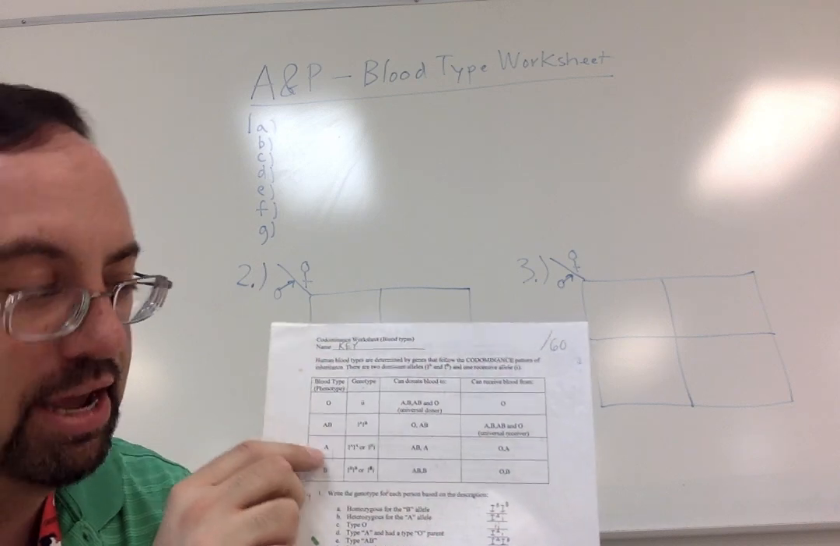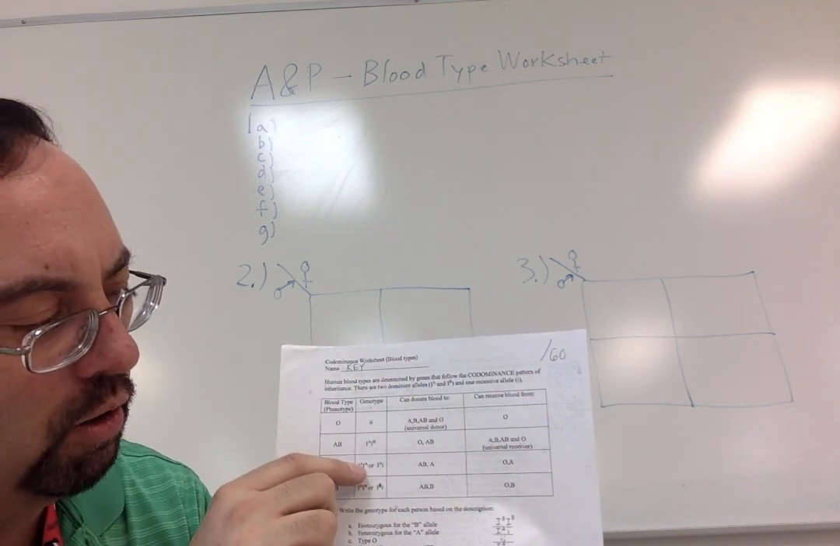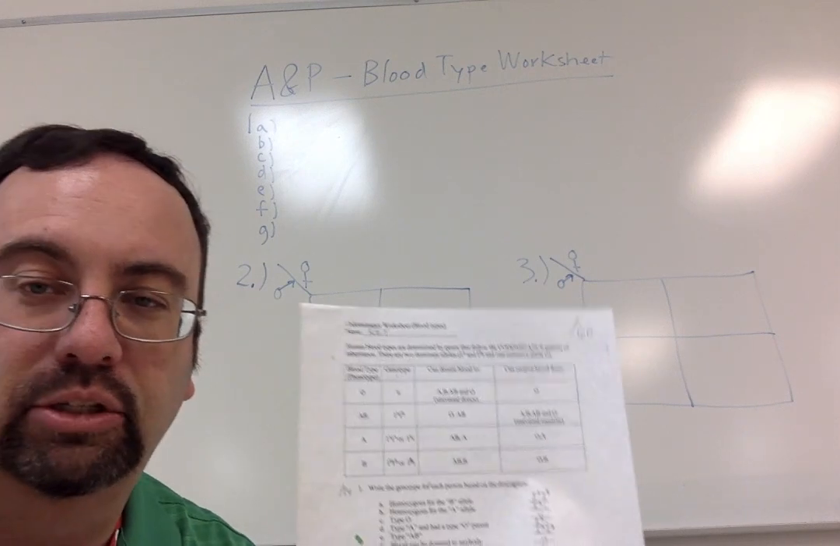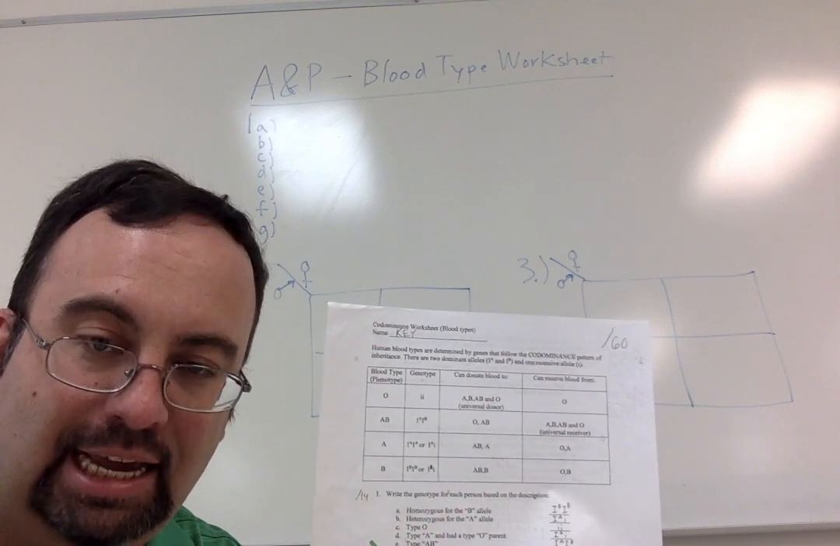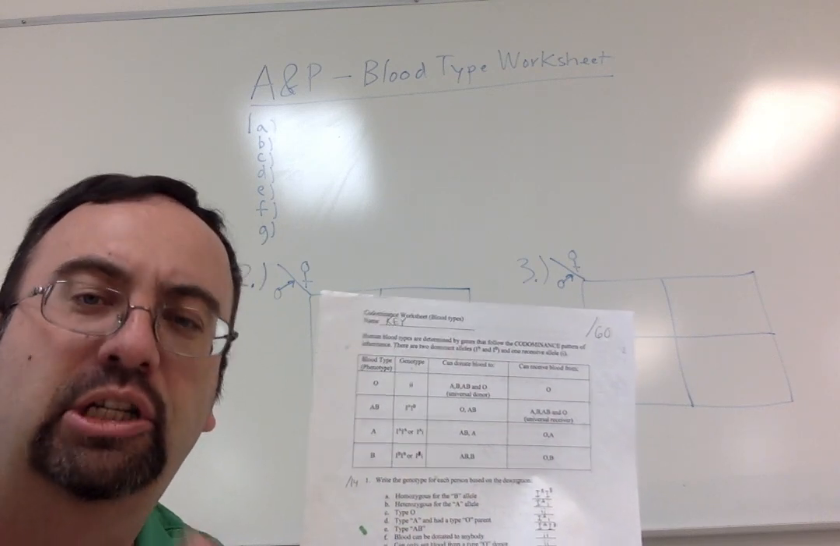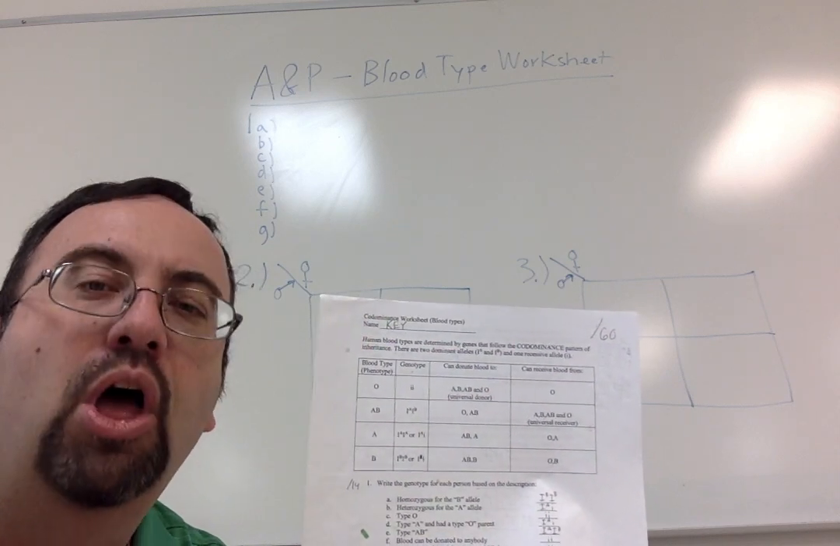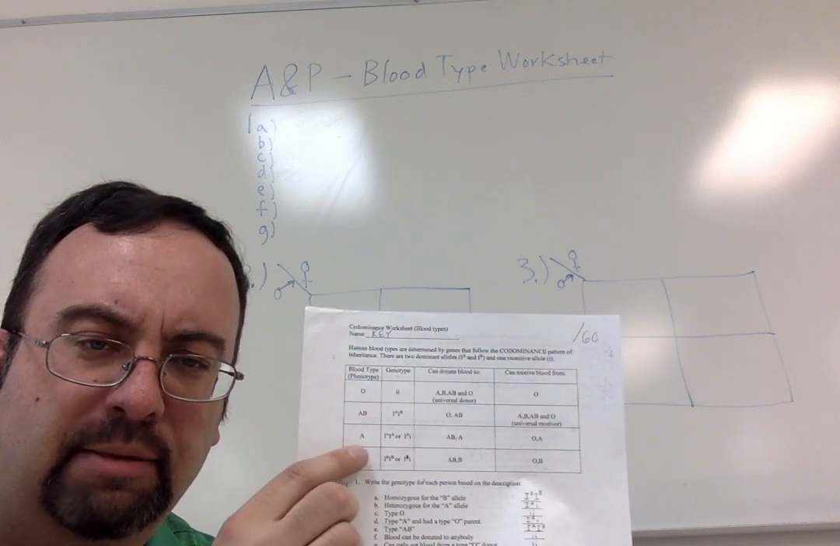Then we also have the situation for A and B. For A, we can use I capital A I capital A for the genotype, or I capital A little i. In the first case, it's homozygous for A. In the second case, it is heterozygous. Remember, homozygous means that there are two copies of the same allele. Heterozygous means they have a copy of each allele. The same thing can be said for B.